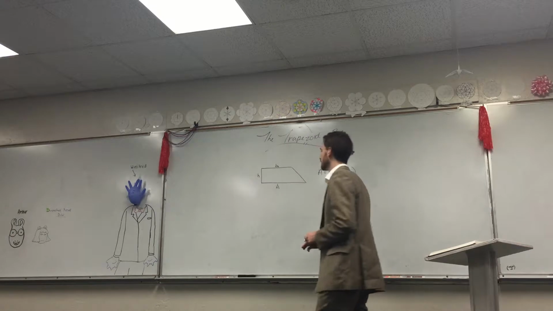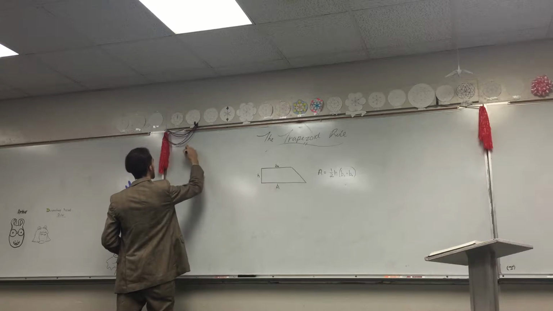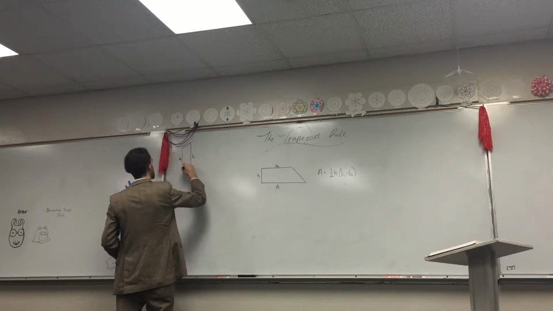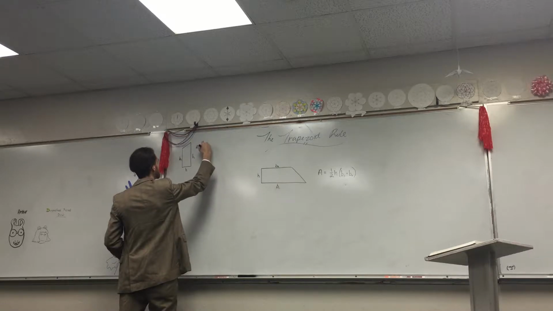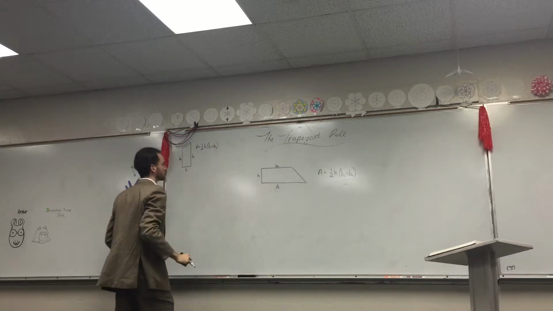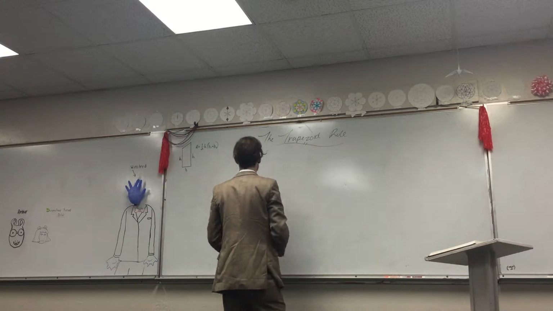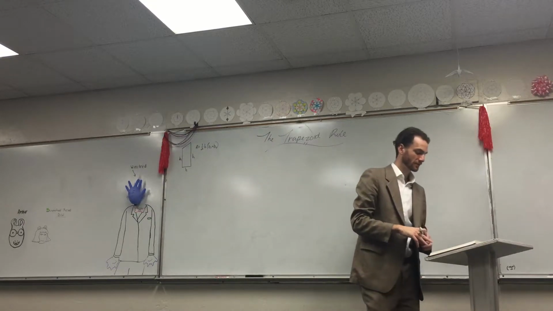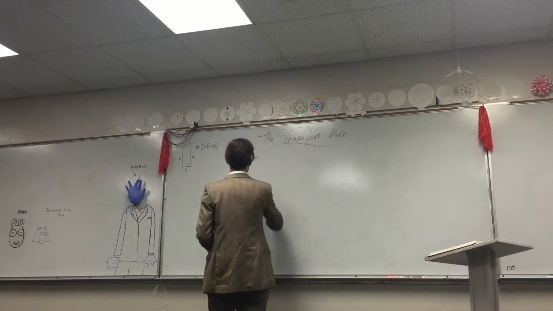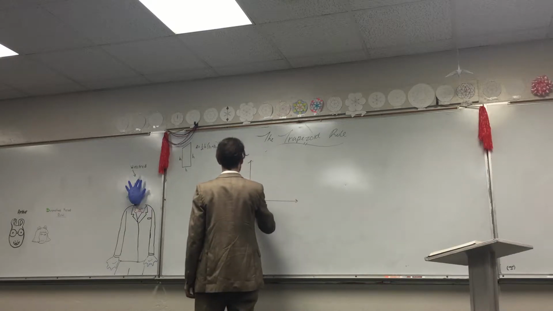Now, so I'm going to keep this equation right up here. I'm going to draw my trapezoid a little bit differently though. I'm going to draw it like this. Call this B1, B2, height, the area equals 1/2 height times B1 plus B2.